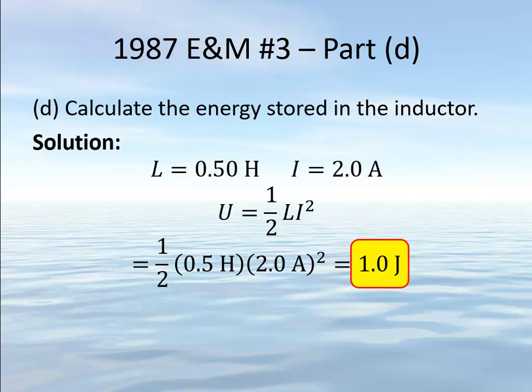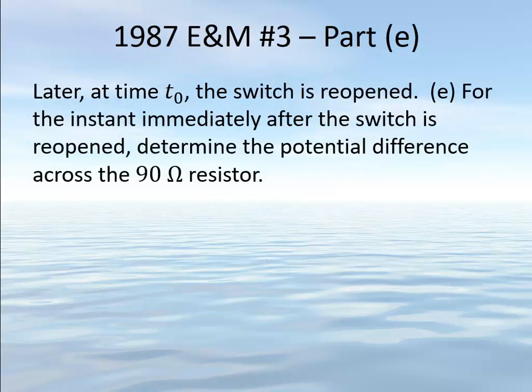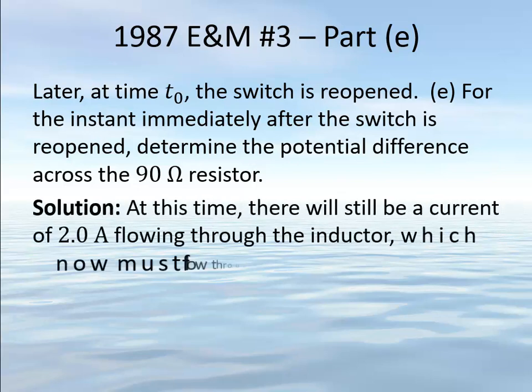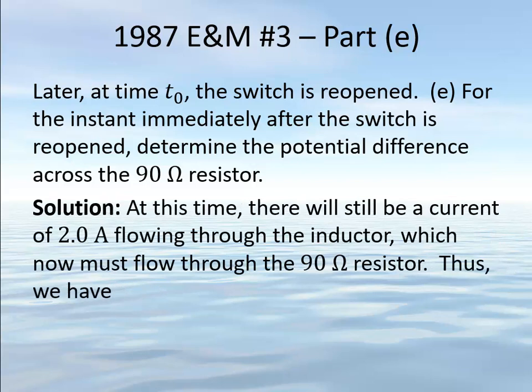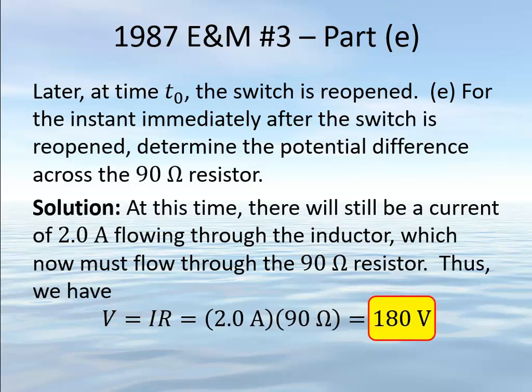Okay, so now what about parts E and F? In part E, and part F for that matter, at some later time t0 after steady state, the switch is suddenly reopened. So for the instant immediately after the switch is reopened, determine the potential difference across the 90 ohm resistor. Well, when the switch has been reopened, there's only one way for the current to come out of that inductor. We have all of that energy stored in the inductor.